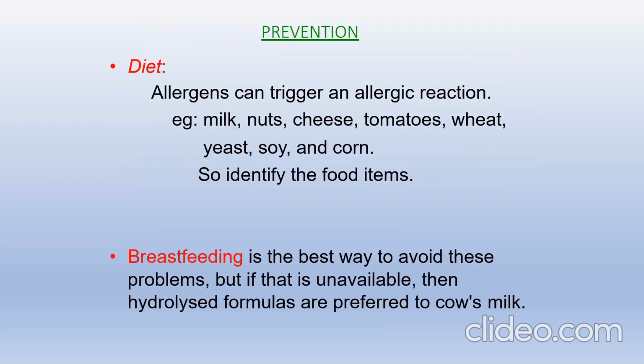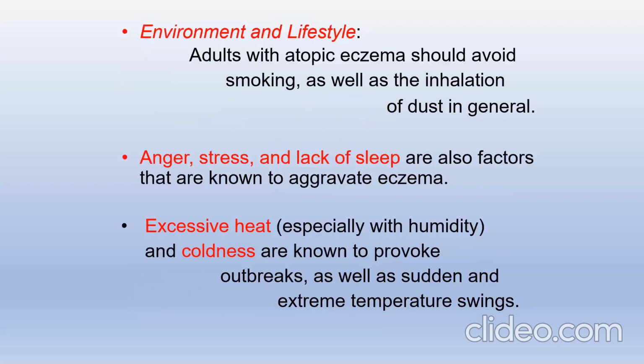So by these things, we can prevent the eczema. First is diet. We should identify the food items which cause allergy. Then in infants, breastfeeding is the best way to avoid these problems. Then environment and lifestyle: avoid anger, stress, and lack of sleep. The person should avoid excessive heat or excessive coldness or sudden change of temperature.